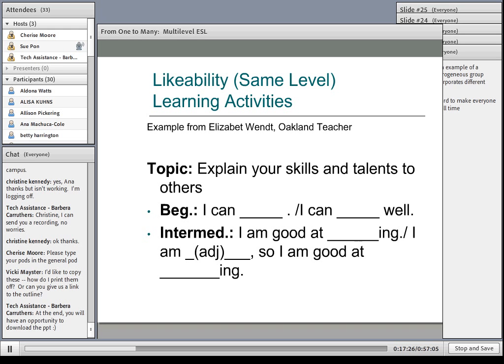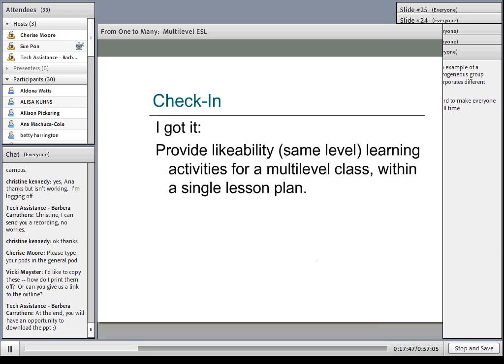So for example, I am careful, so I'm good at filing. I'm friendly, so I'm good at helping others. And again, these likability or same level activities can be done individually, in pairs, or in groups.